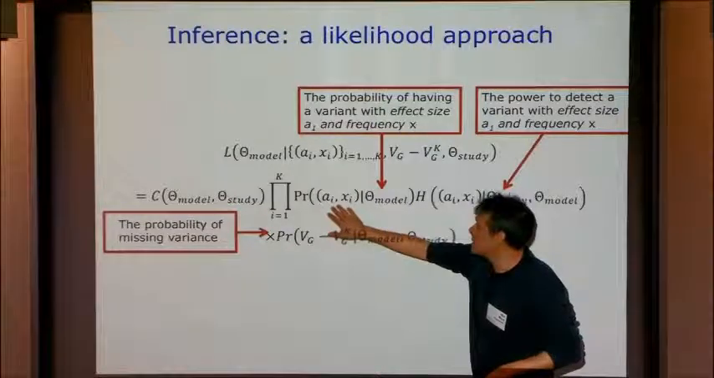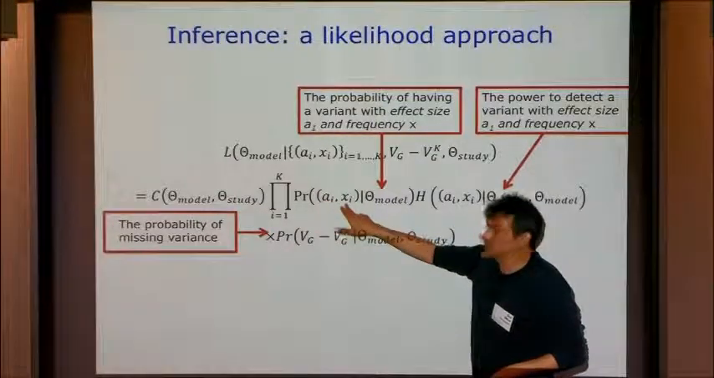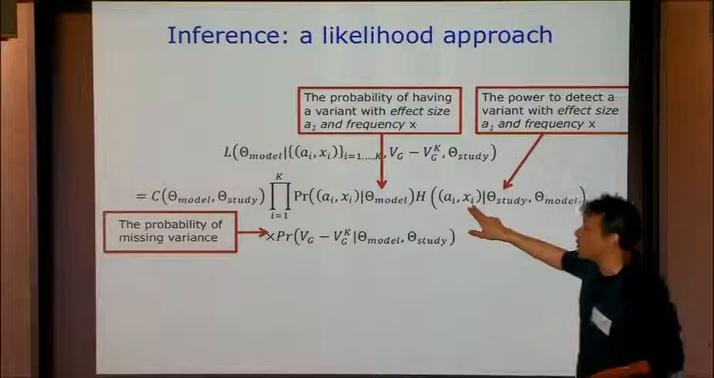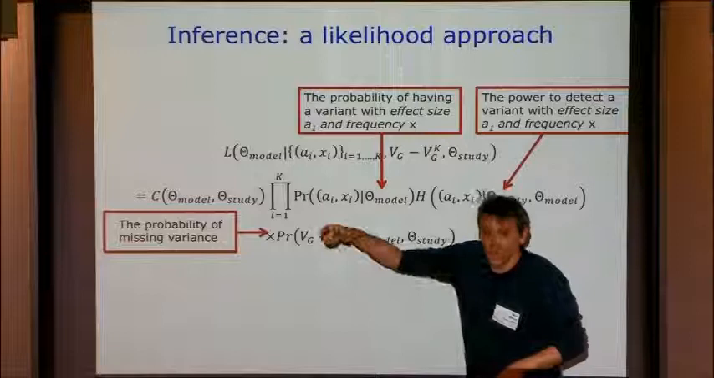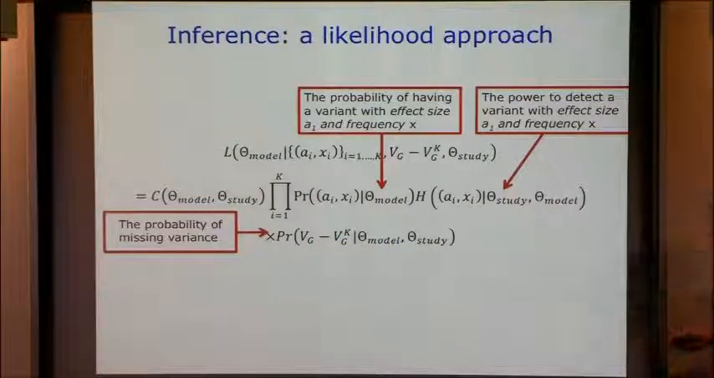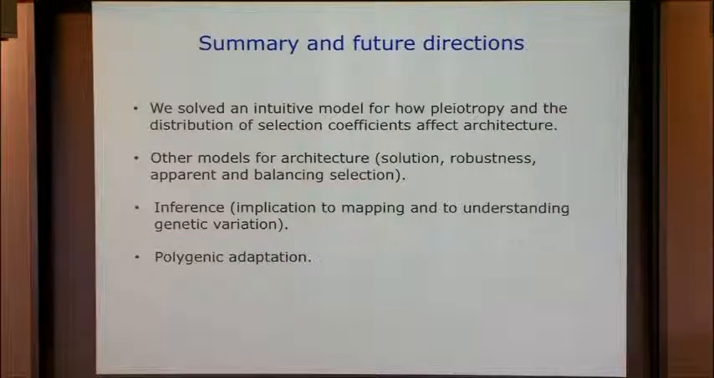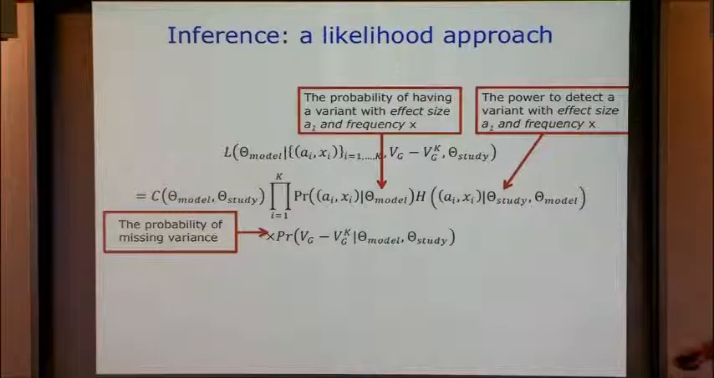And what you get when you write down this likelihood is just the product of the probability of having a variant with a particular effect size and frequency times the power to detect this variant, and then there's a term for not explaining a certain fraction of the variance. So, sorry, what happened to the prior probabilities of the parameters in the model? So what we're doing is just maximum likelihood, so it's equivalent to assuming a uniform prior, I guess.